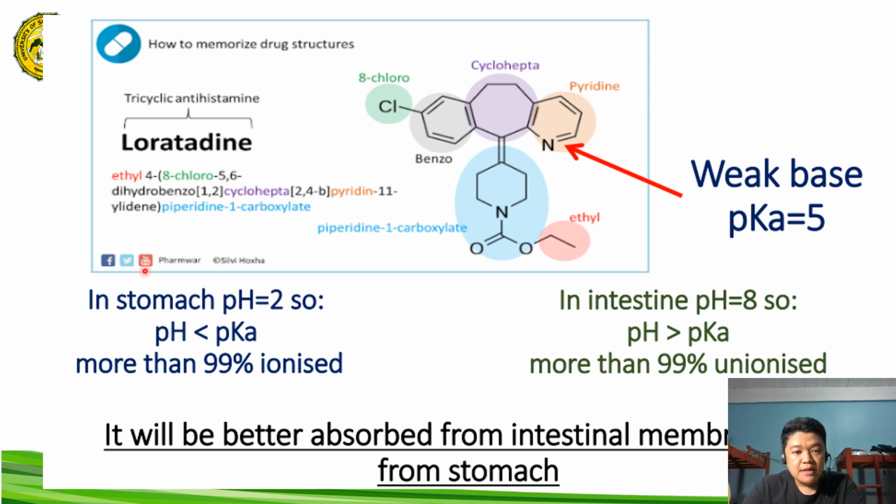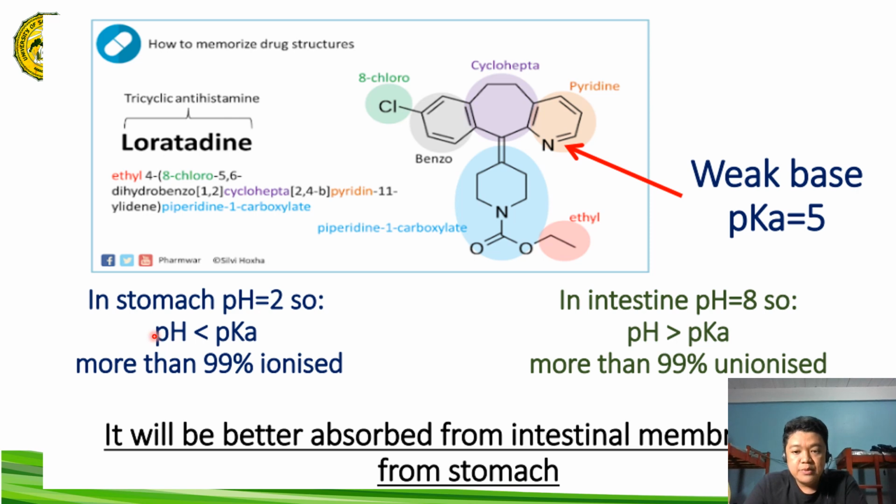So the stomach has a pH of 2. When we compare the pH and the pKa of our loratadine, the pH is equal to 2. That pH refers to the pH of the stomach, or the pH of the environment, while the pKa is an intrinsic property of our drug. The pKa of our loratadine is equal to 5. So the difference between the pKa and the pH is equal to 3.